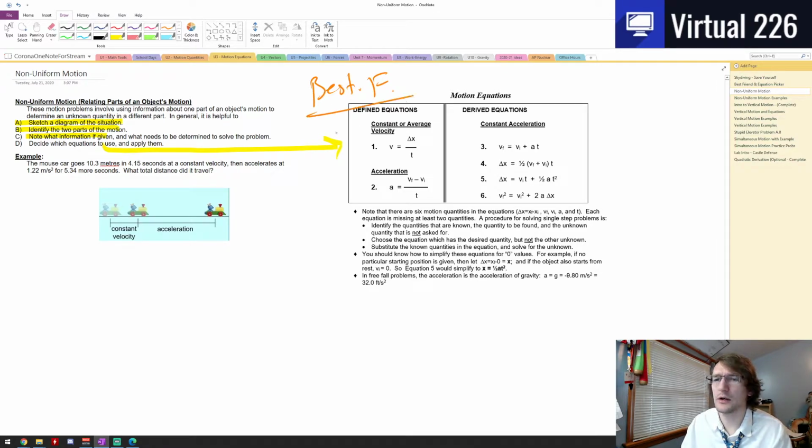It's our best friend. Which of these equations is going to be used? Is it equation 1 if we have 0 acceleration, or is it equations 3, 4, 5, 6 if the acceleration is not 0? And remember, equation 2 is just equation 3. Okay, so let's take a look at this example and figure out what should be going on.